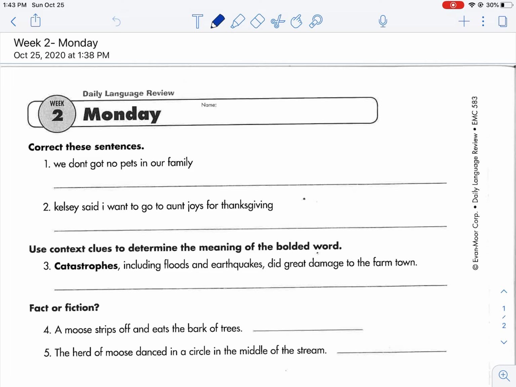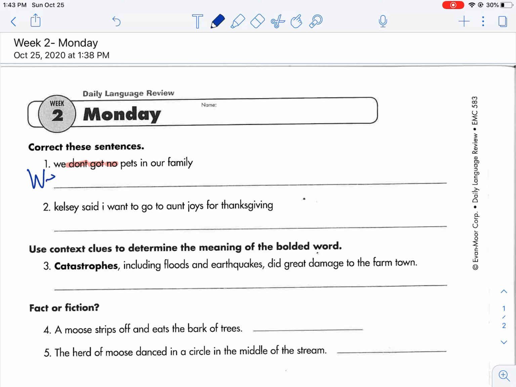The first two sentences, it says we have to correct the sentences, and it is suggesting we don't got no pets in our family. Many mistakes here. I will highlight the words that have issues. Okay, there are some other issues with capitalization and punctuation lurking around, but really these three words I highlighted need some help. So let's go ahead and begin.